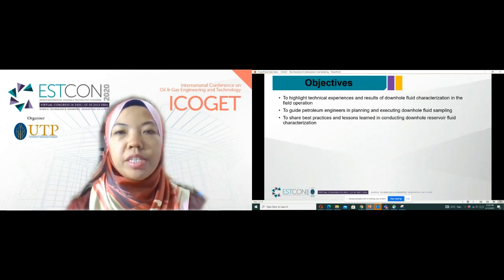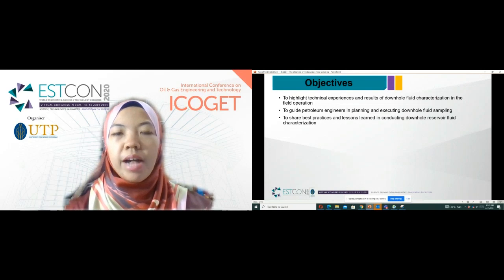The objective of this presentation is to highlight the technical experiences and also results of downhole reservoir fluid sampling from an operative perspective. It is also to give a brief account of how to plan and execute a reservoir sampling job and also to share some of the best practices and lessons learned in reservoir fluid sampling to date.